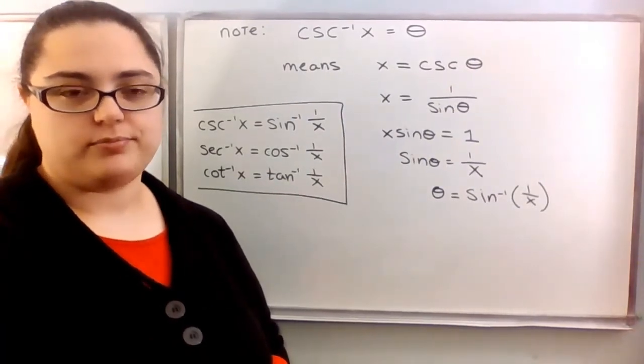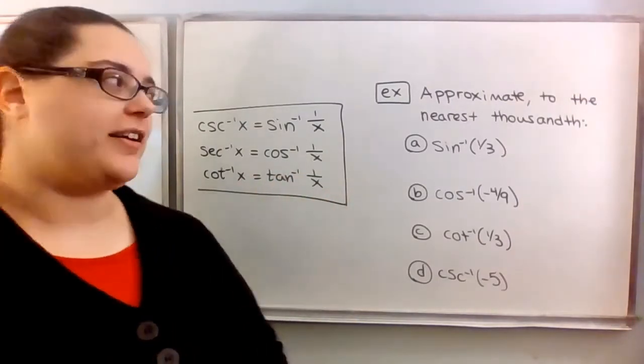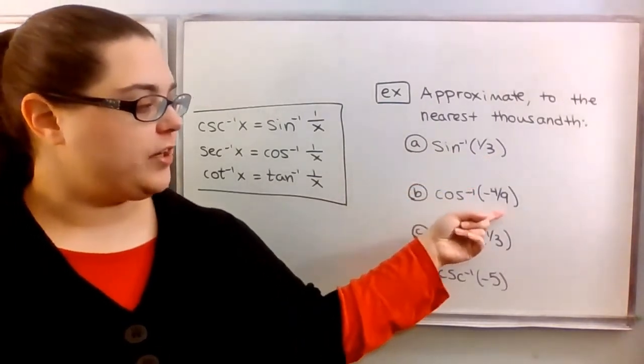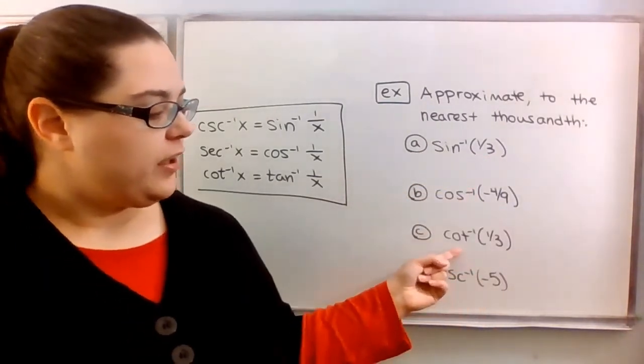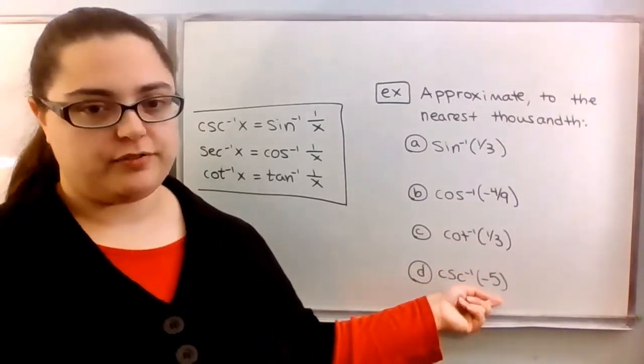For this example, we're going to find 4 values on our calculator. We're going to find the inverse sine of 1/3, the inverse cosine of -4/9, inverse cotangent of 1/3, and inverse cosecant of -5.